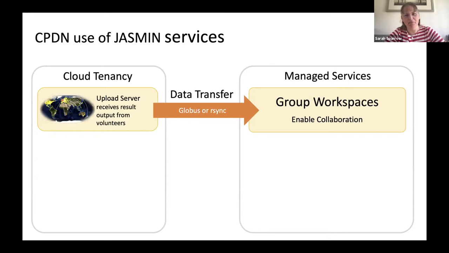Because we want to get our data efficiently into the group workspaces, the way we do this is we have an upload server at JASMIN. Initially this was a physical machine that we had on site at the Rutherford Appleton Lab. Now we have a virtual machine in the cloud tenancy, which acts as our upload server. The volunteers, from wherever they are, send their results directly to that upload server. We do some sorting of it and transfer things off to various group workspaces.